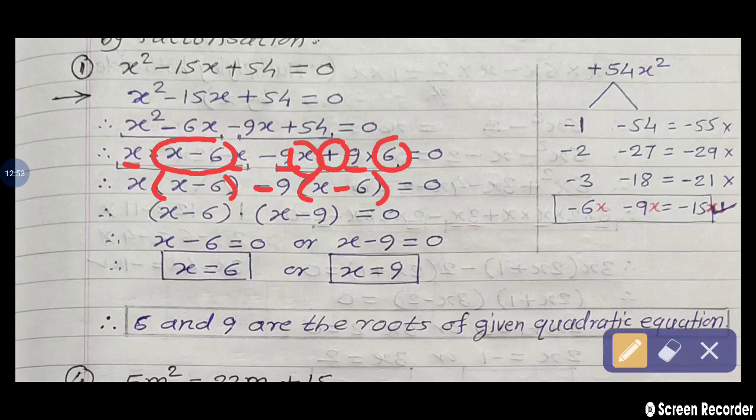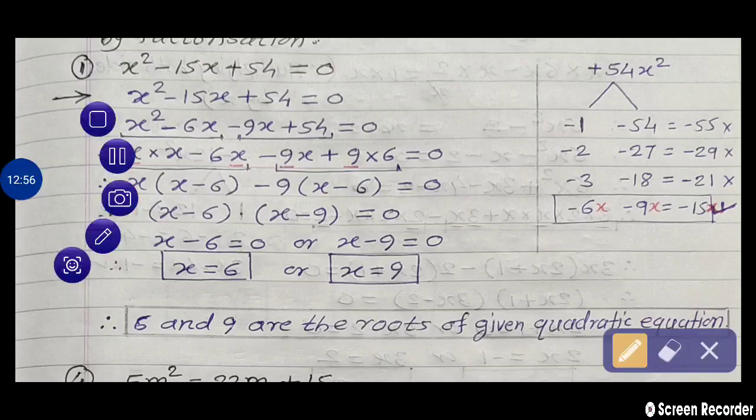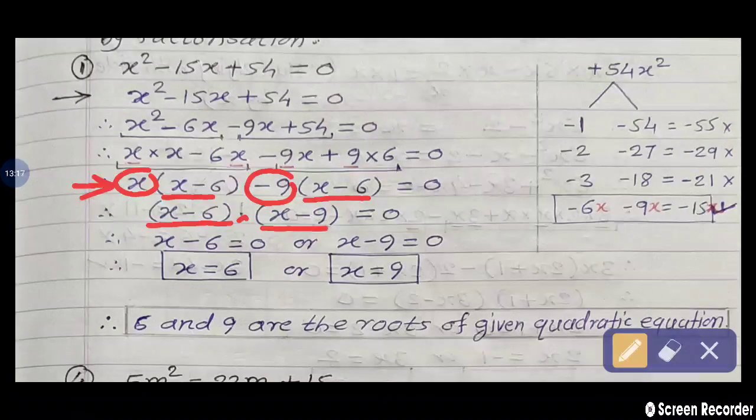Clear all of you? So we are getting the factors in the next step, that is x in bracket x minus 6 minus 9 in bracket x minus 6. So x minus 6 is a common factor again, which we write one time, and what remains now? x minus 9. That is our second factor, equal to 0.